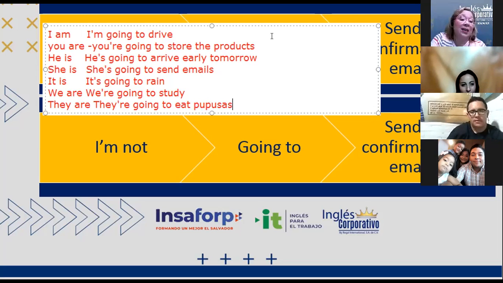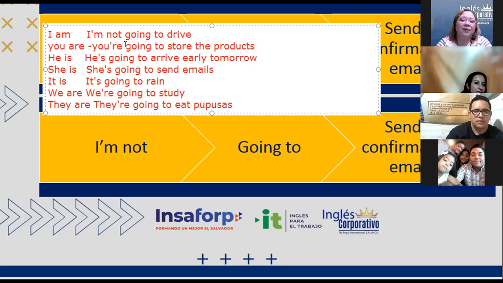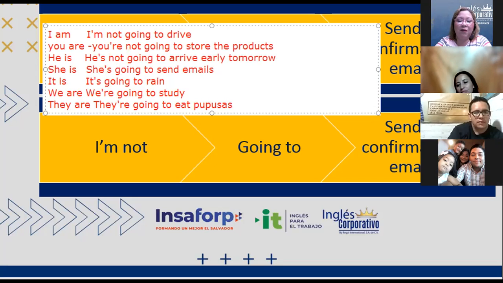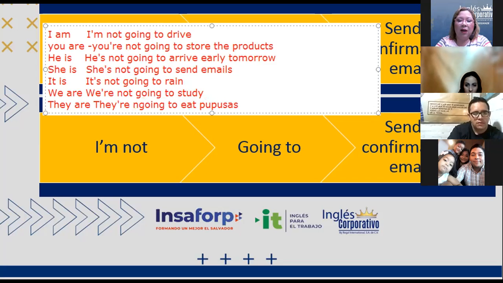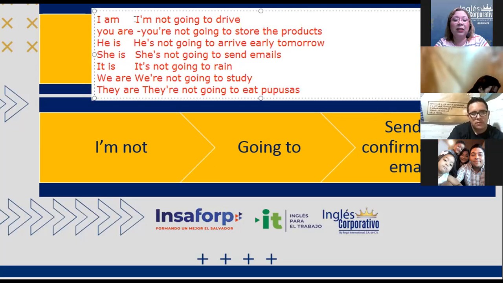Bien, esta es la manera afirmativa, ¿verdad? Ahora, si yo lo quiero decir en una forma negativa, ¿qué es lo que tengo que agregar? Not. Acordémonos que esto también tiene otra contracción diferente, ¿verdad? En este caso, la que estamos usando es enfática, ¿sí? Estamos enfatizando el no, la forma negativa. We're not going there. Not going to eat pupusas. Sorry for them.